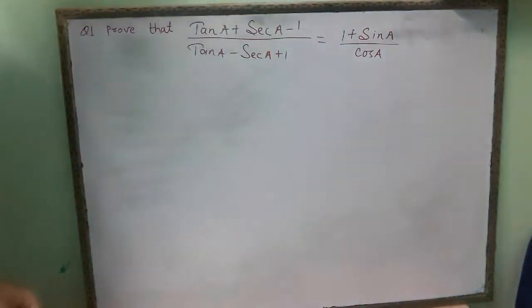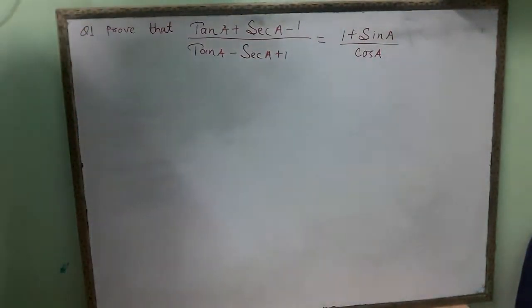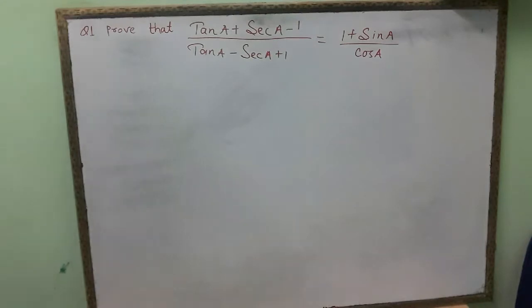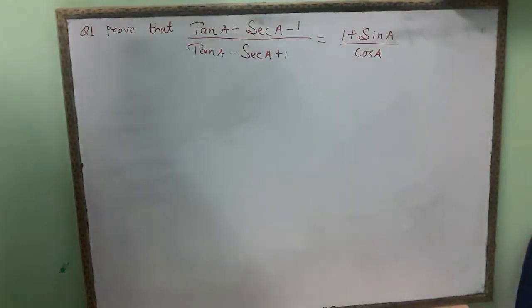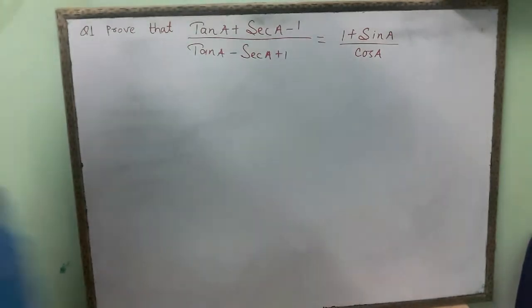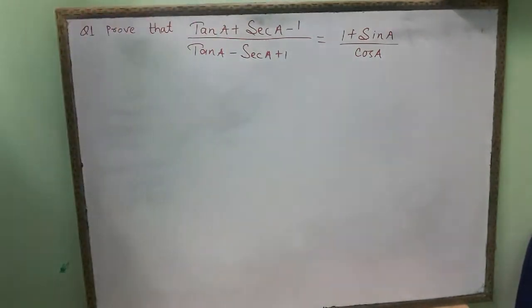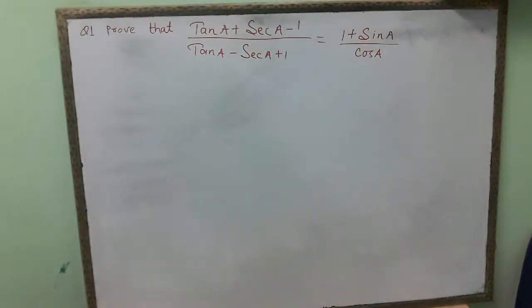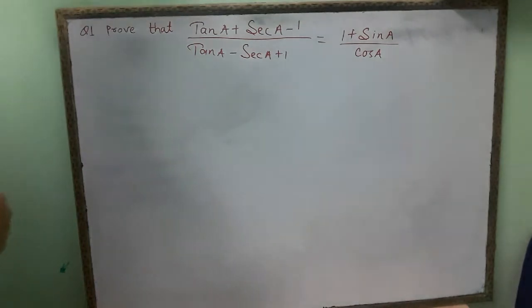Now the question is this one. (tan A + sec A - 1) / (tan A - sec A + 1) is equal to (1 + sin A) / cos A. This is the question. We have to prove this one.